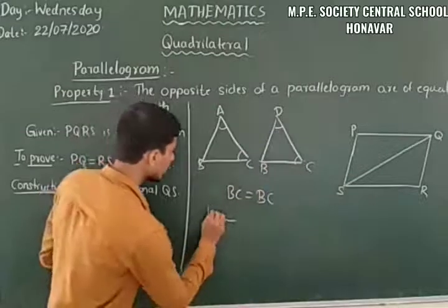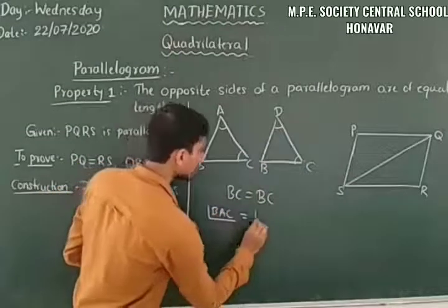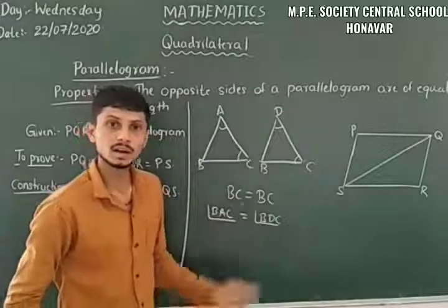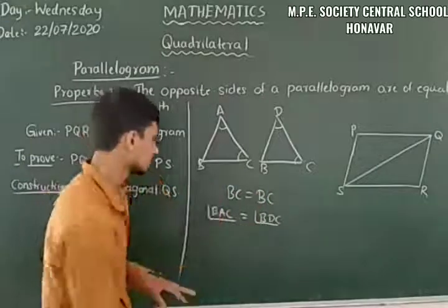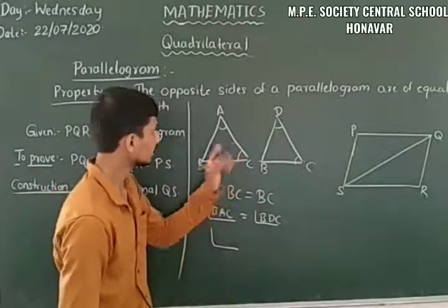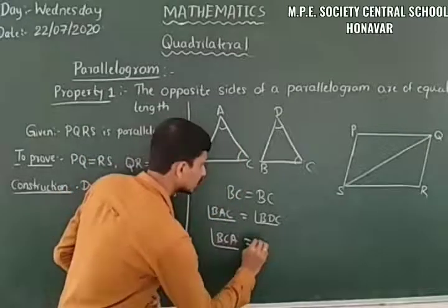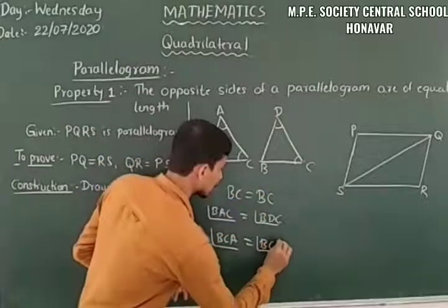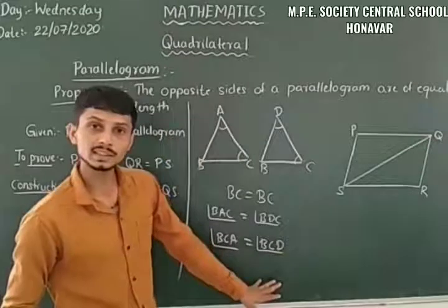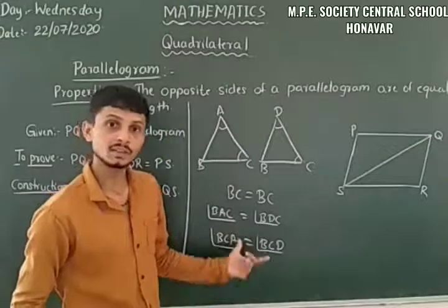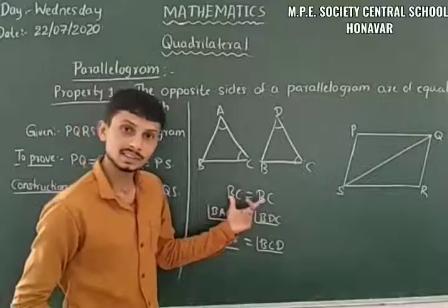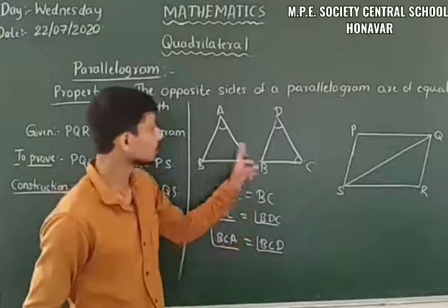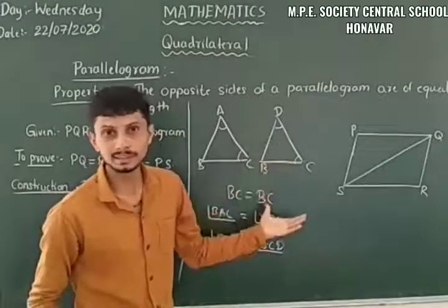That means angle BAC is equal to angle BDC, because they are opposite angles. Those are equal. We have to assume. Then we take BCA, which is equal to angle BCD. So both are angle C here. So one side is equal and the two angles are equal. That means both the triangles are one and the same.